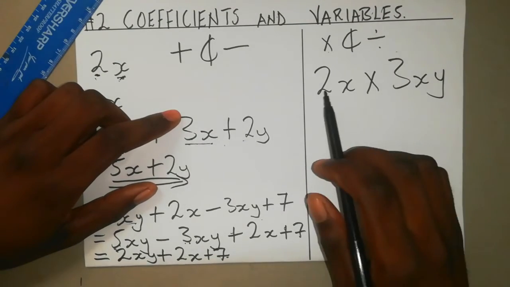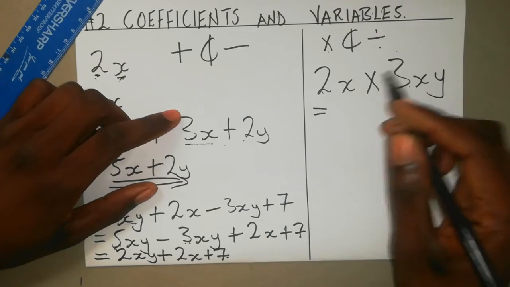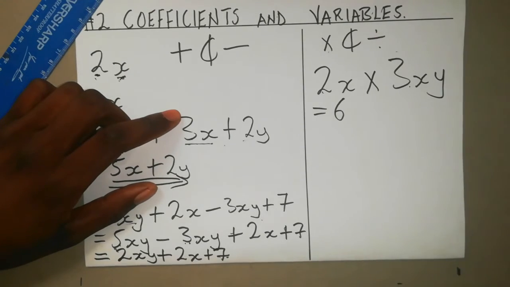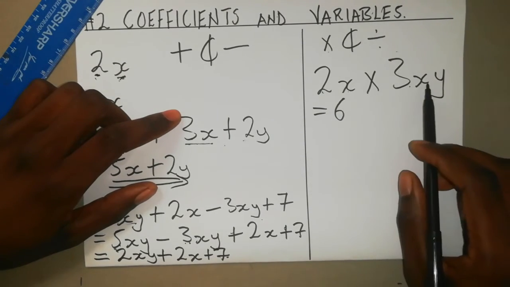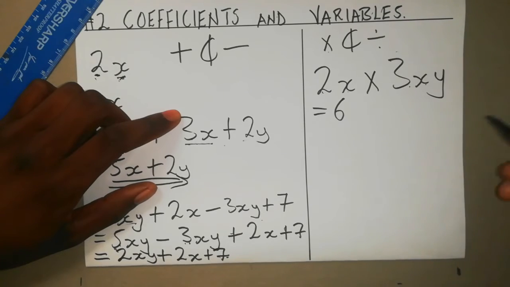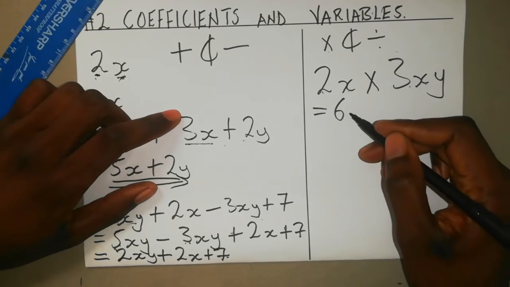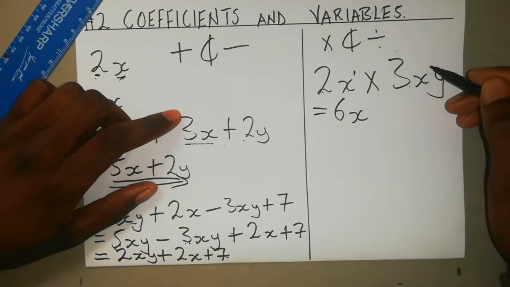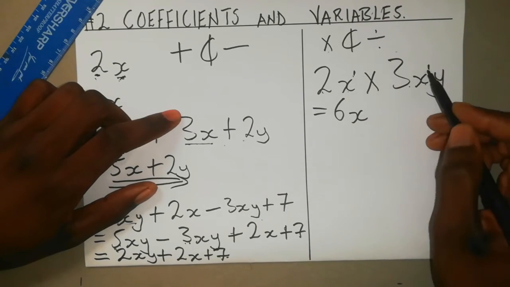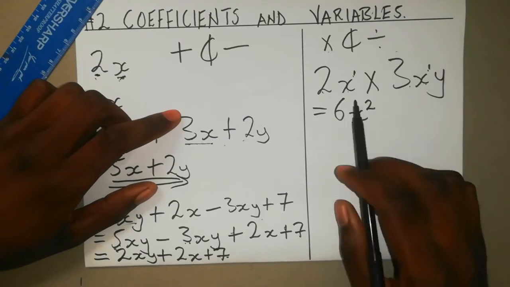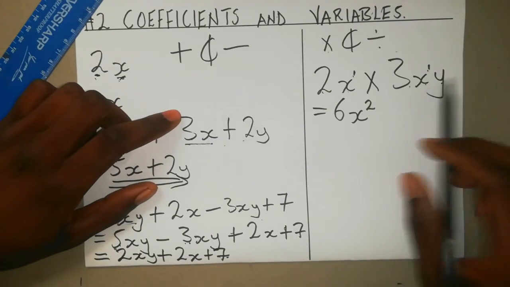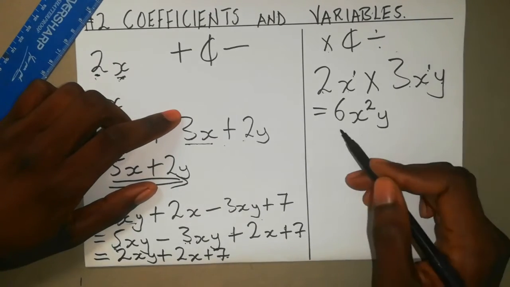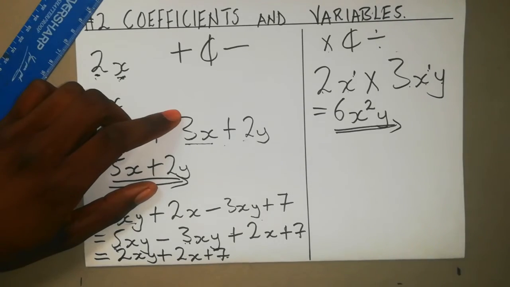So in this case, 2 times 3 is equal to 6. Then x times x. Bear in mind, as I said, we already have powers. We just take this single x. Then you say, here there is a 1, and there is a 1. So 1 plus 1 is what? Is 2. Then times this y, we just take it as it is. This is your first answer.